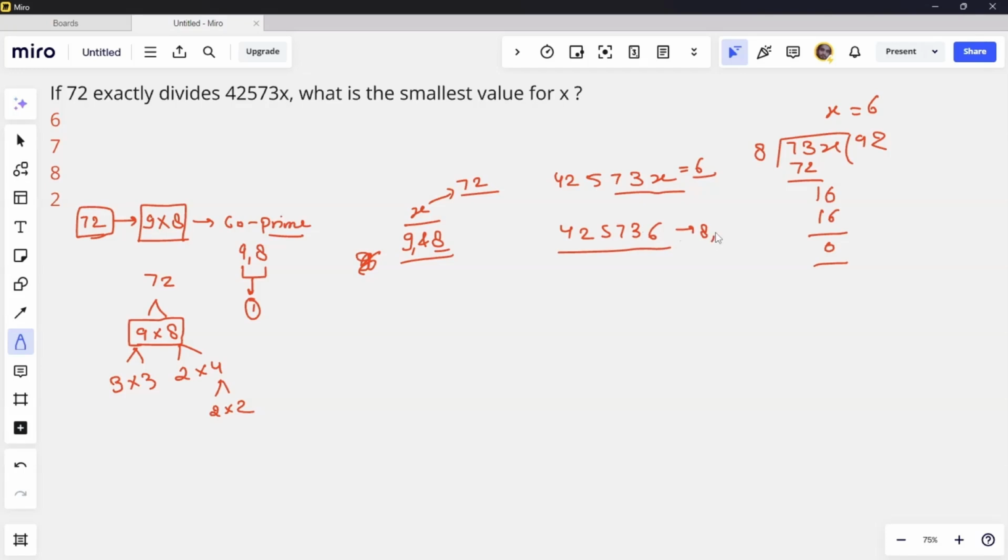But let's hold on. What I told you is that the number should be divisible by both. If the number is divisible by both of these numbers, then that particular number will also be divisible by 72.